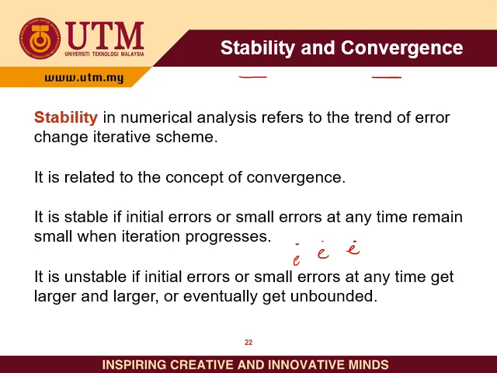It is unstable if initial errors or small errors at any time get larger and larger, eventually becoming unbounded. So if the error becomes larger in each iteration, from iteration one to number two and so on, then we call it unstable. It becomes larger.